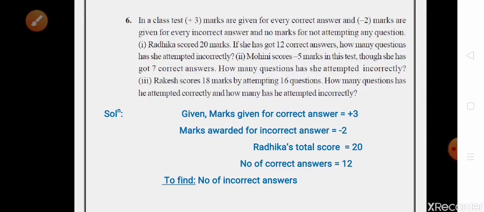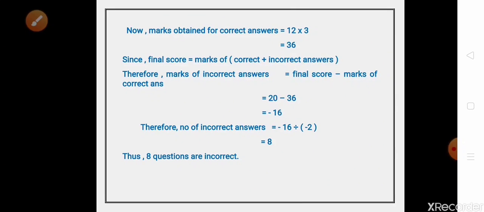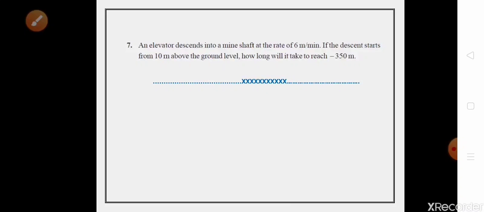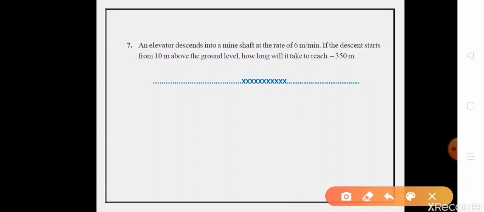Okay, going to the last question of the exercise. An elevator descends into a mine shaft at the rate of 6 meters per minute. If the descent starts from 10 meters above the ground level, how long will it take to reach minus 350 meters? Now, if you remember, in one of your worksheets, you have done a question very similar to this, question number 7.